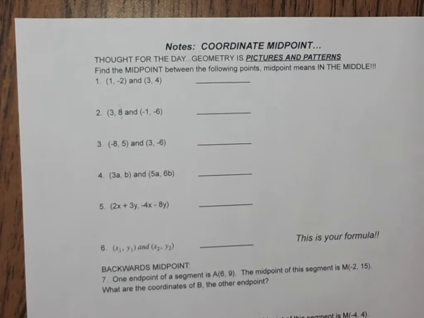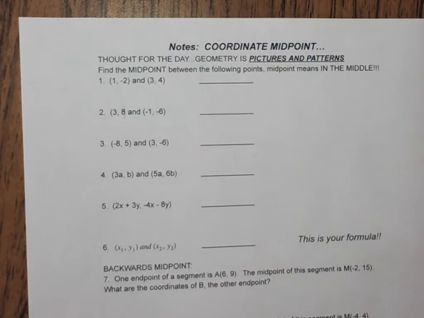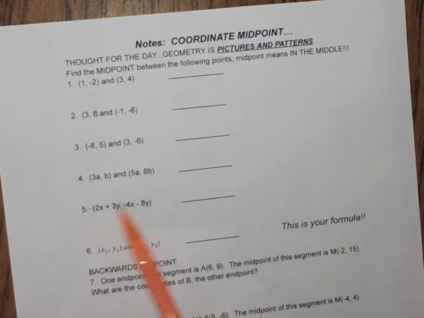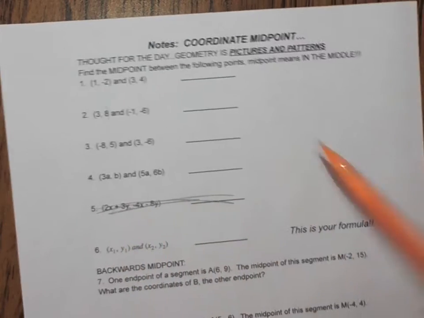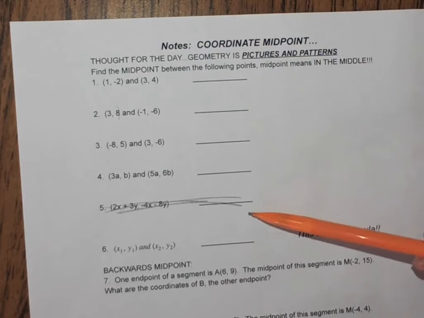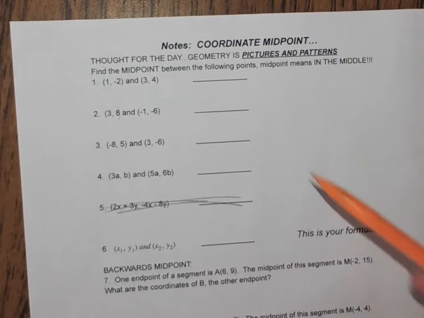Today what I'm showing you guys how to do, for those of you that are home, is coordinate midpoint. So the first questions are just finding the midpoint. You can cross out number 5 here. You guys have this in your packet of notes. It starts with yellow sheets, just happens to be white in there. And then the assignment is in the other packets. You guys already have what you need.